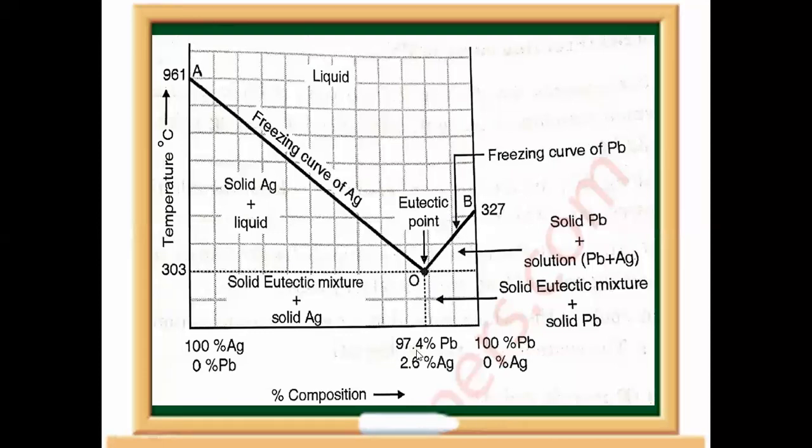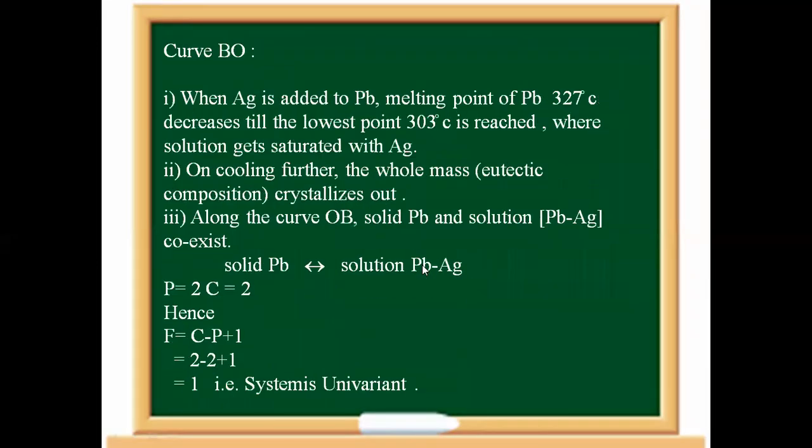It was found that the composition, the alloy consisted of 97.4% lead and 2.6% silver. This composition is called as eutectic composition because it is happening at point O. So this point O is called as eutectic point. ठीक है, तो अब eutectic point में situation क्या है वो हम पढ़ेंगे.